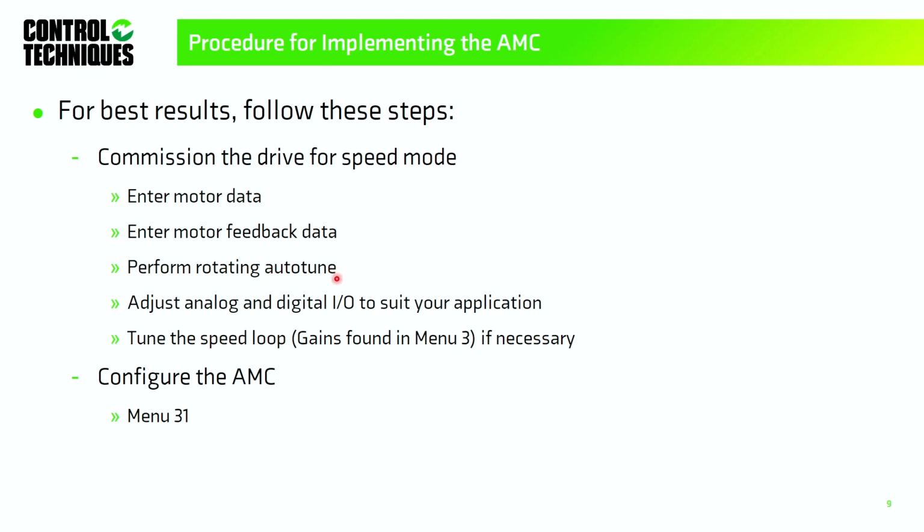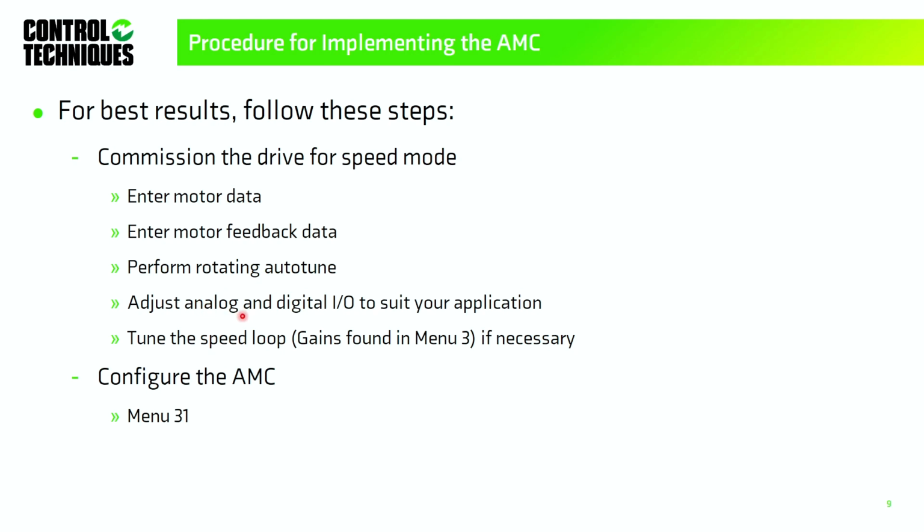And I'm also going to add a step here. Once I've done a rotating auto-tune, in order to optimize the speed loop in the drive, I'm also going to do an inertia test. Because in order to optimize the speed loop, ideally the drive will know what the load inertia is. There's an automatic means of calculating the load inertia in menu 5, and I'll show you how to do that. So I'm going to add a step in between there.